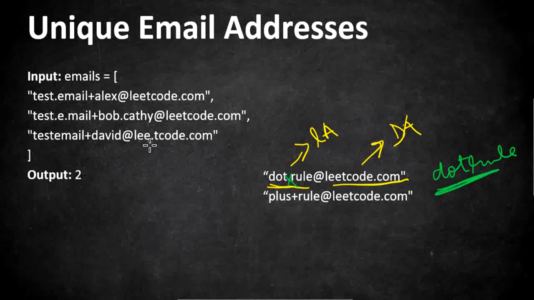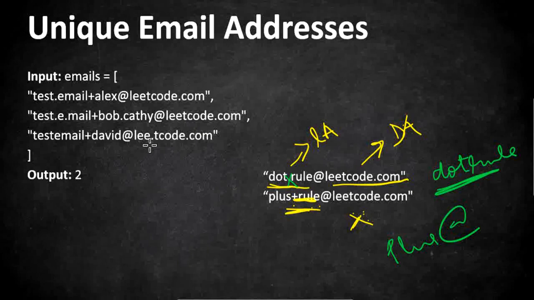And the second one is the plus rule. The plus rule is nothing but whatever is left after the plus will be ignored. That is only applied to the local address, not to the domain address. So considering removing the plus, the receiving address will be plus at leetcode.com, because after the plus whatever is there in the local address will be ignored. These are the simple rules, and both rules can be applied to a single email address, and we have to return how many addresses will be receiving the email at the end.